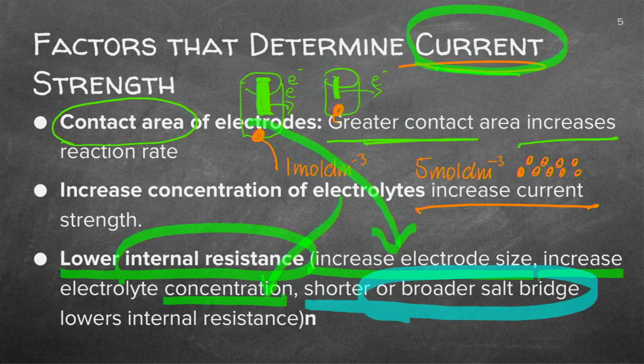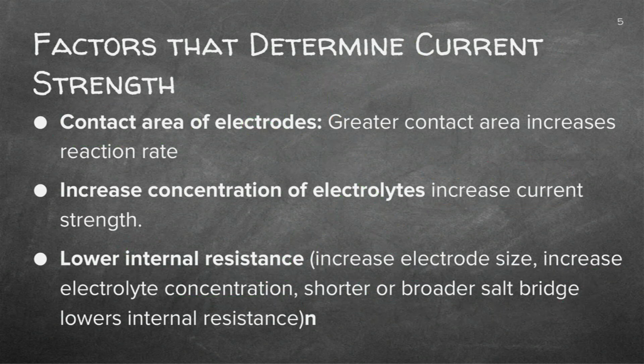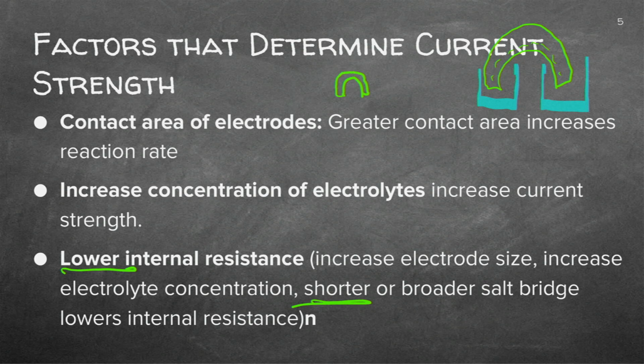Now, let me quickly draw you the salt bridge that we did in the electrochemical voltaic cell. Remember that we had the salt bridge there. Now, if we make the salt bridge thicker like that instead of there, you can see it's got less internal resistance. Or we can just make it shorter. Let's say, for instance, a very short one like that will also decrease the resistance, increasing the current.